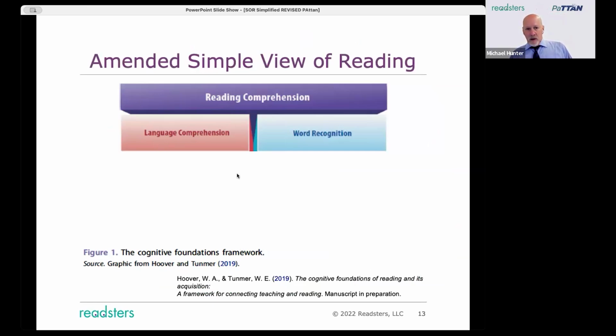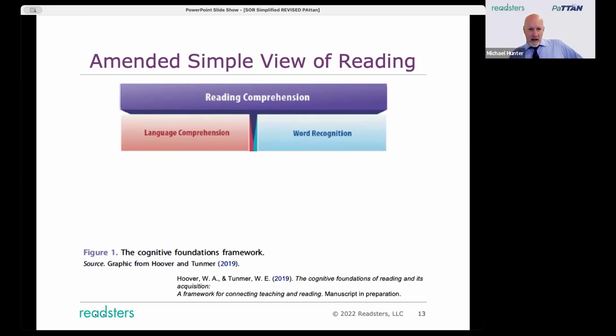Want to just go back to the simple view because it is so important, and just make note that Hoover and Gough, who were involved in the original studies on the simple view, have revisited it in 2019. They went back and reviewed the simple view in light of all the research that had happened since 1986. And of course, they found out that it holds up quite well. In fact, I would say there are at least hundreds of studies that have confirmed the simple view of reading. So it's a given in the world of science of reading.